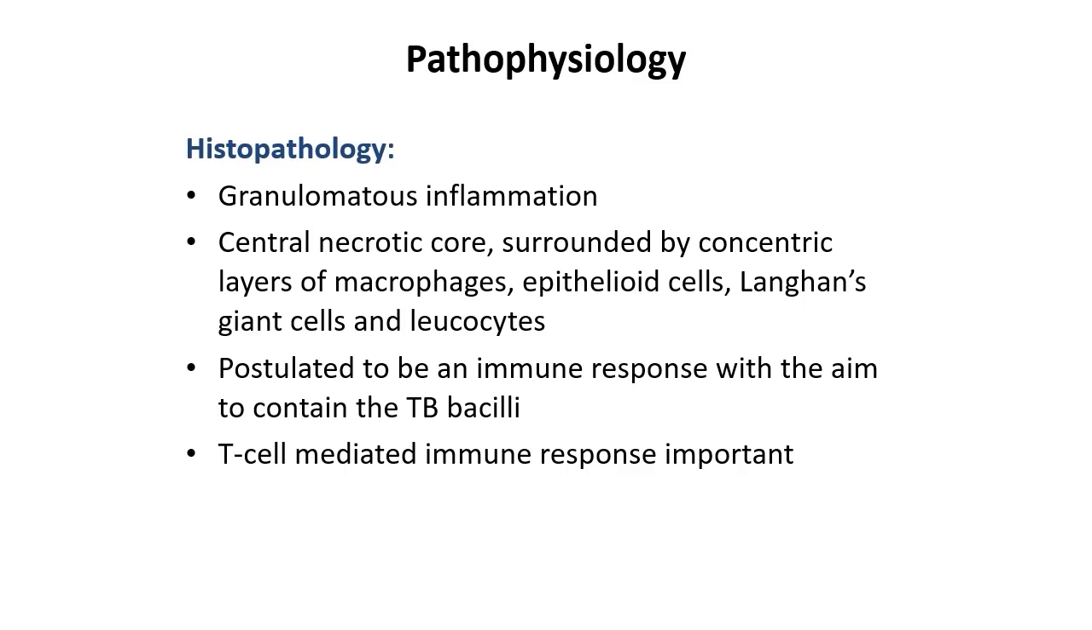The hallmark of TB is granulomatous inflammation. Histologically, the granuloma has a central necrotic core surrounded by concentric layers of macrophages, epithelioid cells, Langerhans giant cells, and leukocytes. The granuloma is thought to be an immune response mounted by the host to contain the tubercle bacillus and prevent active infection.